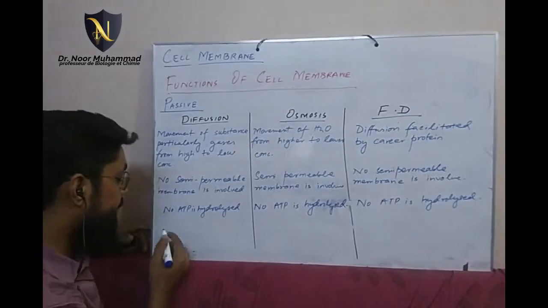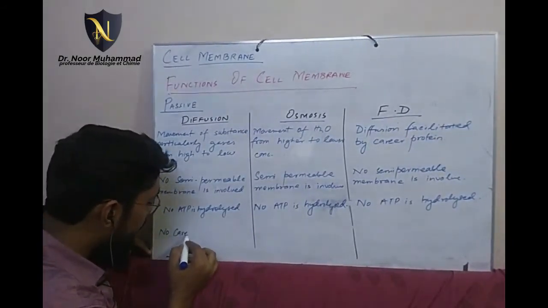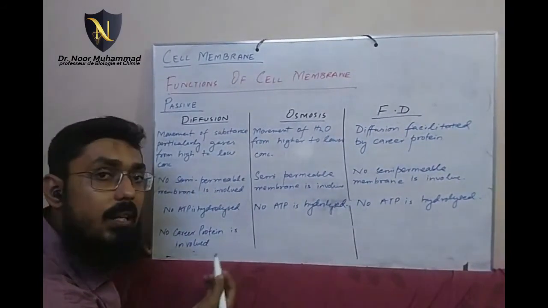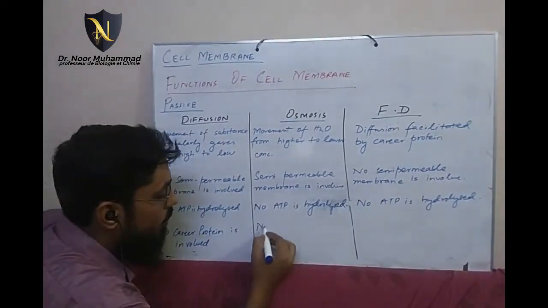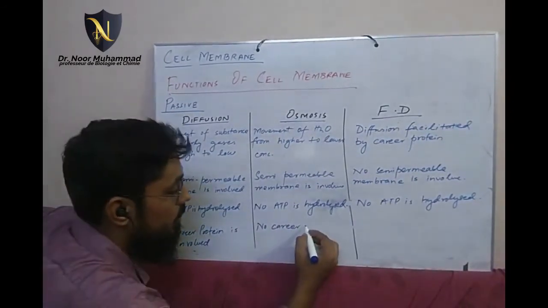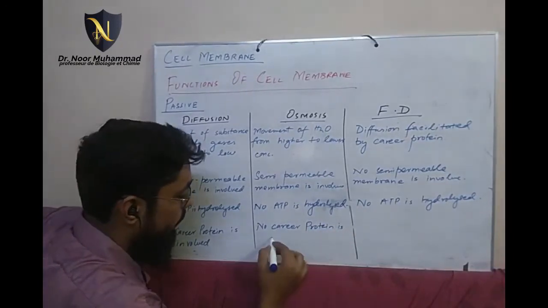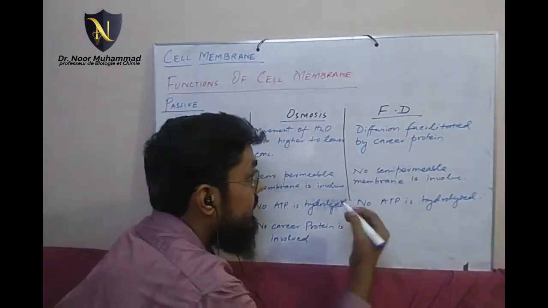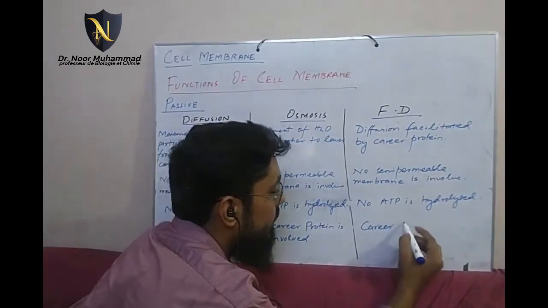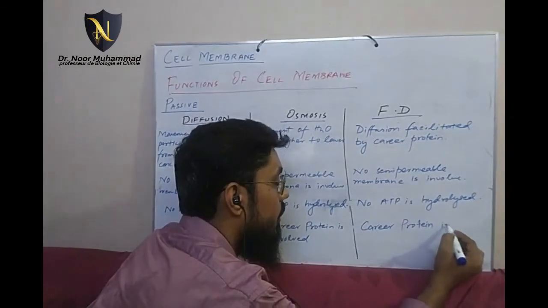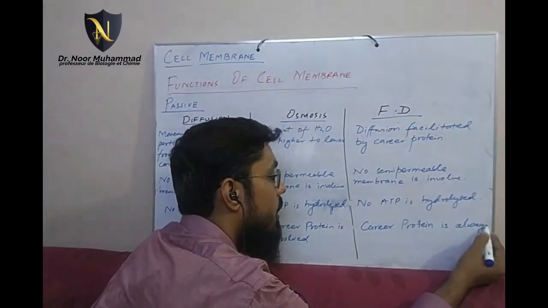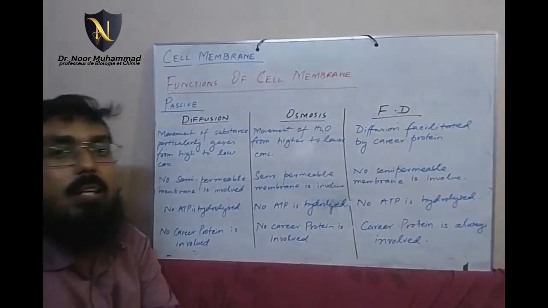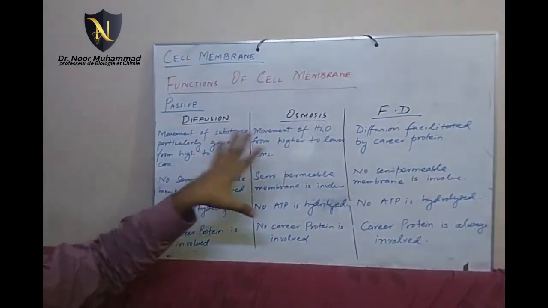ठीक है जी. फिर the next point is no carrier protein is involved. किसी किस्म का कैरियर प्रोटीन यहां पर इन्वॉल्व नहीं होता है. यहां पर भी नो कैरियर प्रोटीन is involved. हम यहां देखते हैं यहां भी किसी भी टाइप का कैरियर प्रोटीन इन्वॉल्व नहीं होता है. Whereas this is the diffusion by carrier protein, so therefore we say that carrier protein is always involved. So beta, these are some basic comparative points between these three types of passive transport: diffusion, osmosis, and facilitated diffusion.